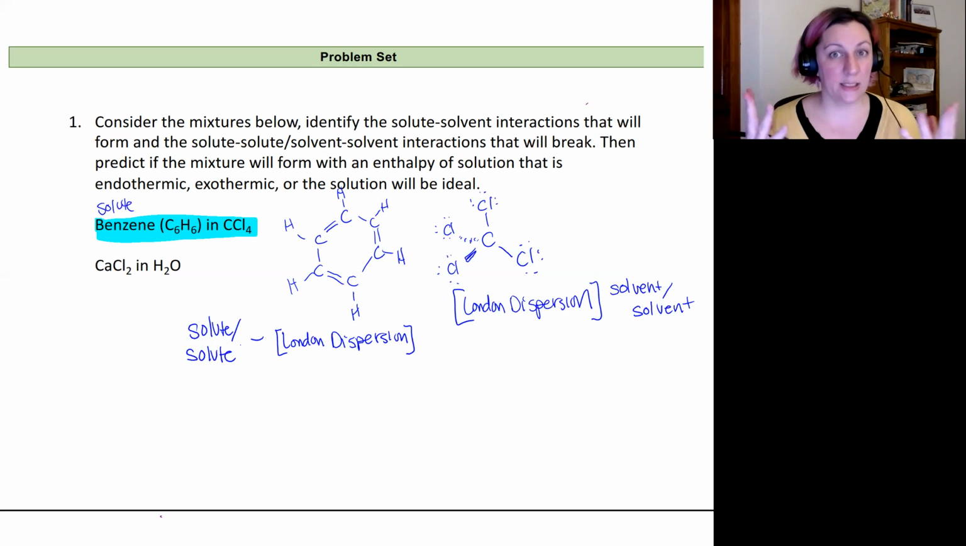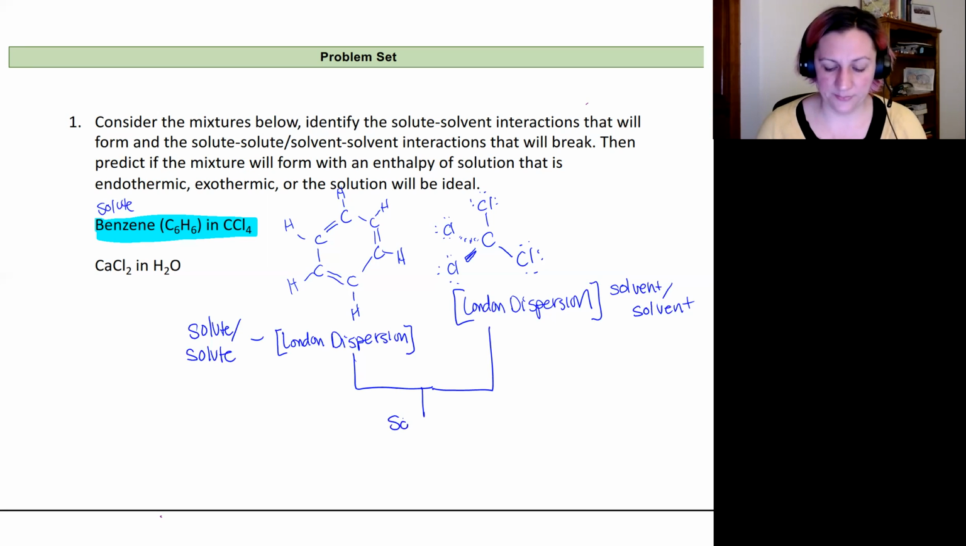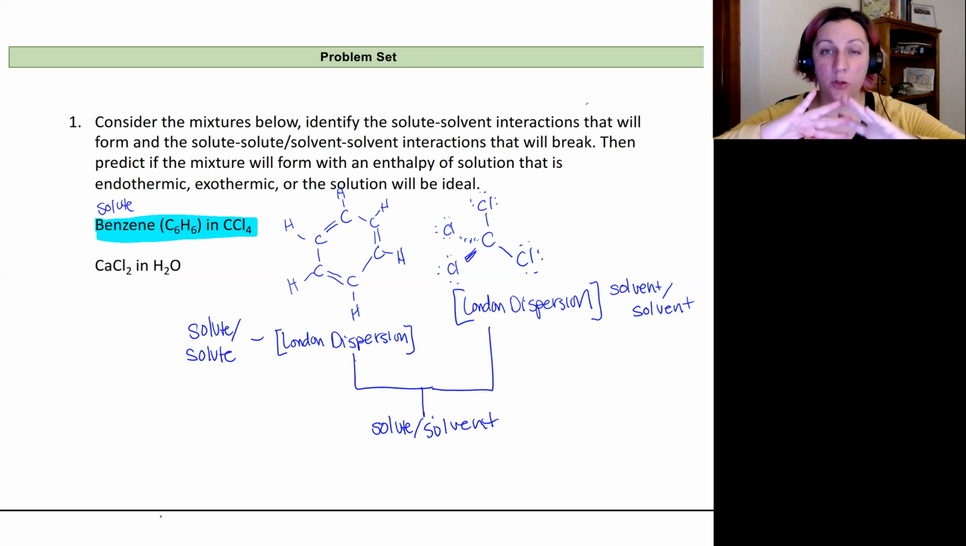So we're going to need to break these apart. So we're going to break all these London dispersion forces in both of these samples and bring them together. So when we bring these two compounds together to form a solution, we'll call these the solute-solvent interactions. We're going to have two nonpolar molecules interacting with each other. And so they're only going to form London dispersion forces between one another.